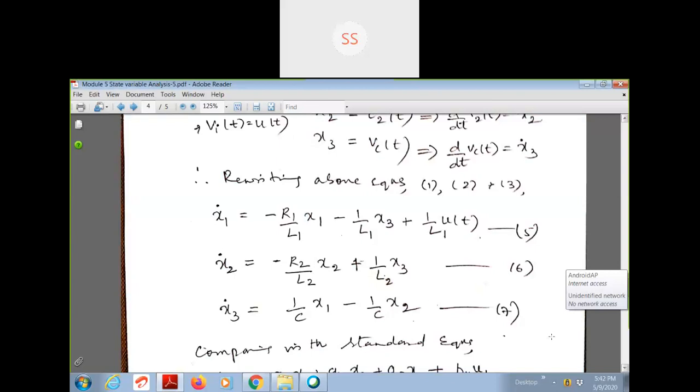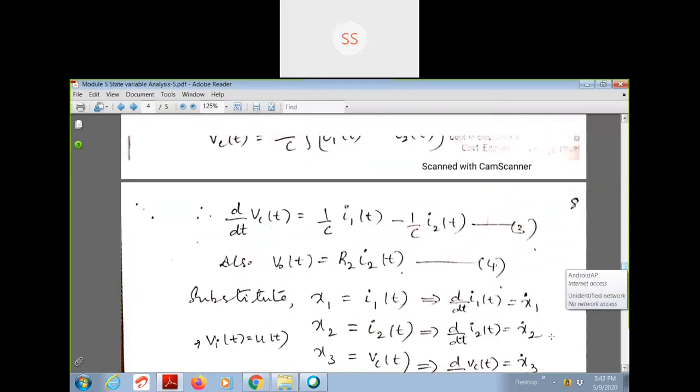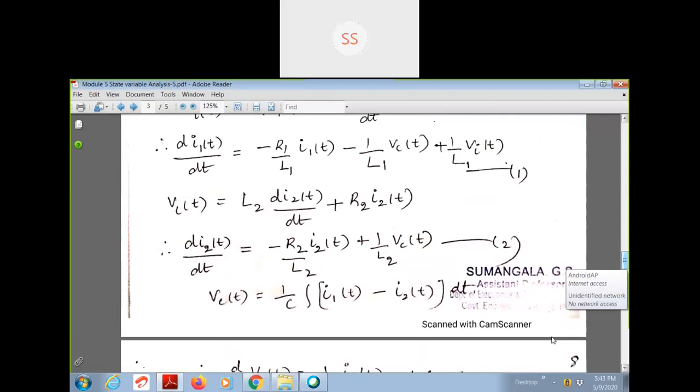Similarly, I'll show that in this equation we have minus R1 by L1 into I1 of t. Therefore, now I have to replace it. This entire term is nothing but x1 dot. x1 dot equal to minus R1 by L1 x1 minus 1 by L1 x3 plus 1 by L1 u of t. So this Vi of t can be called as u of t.